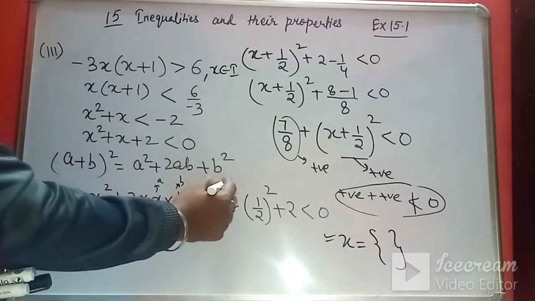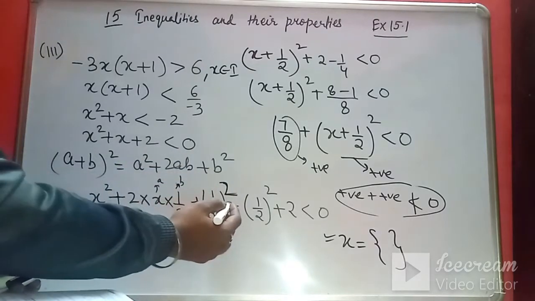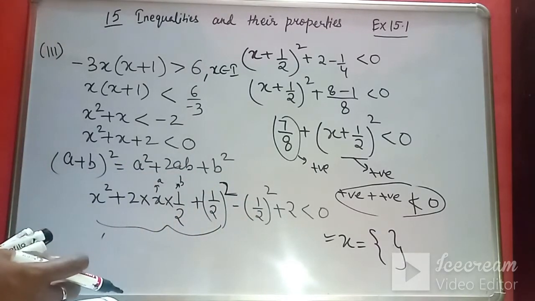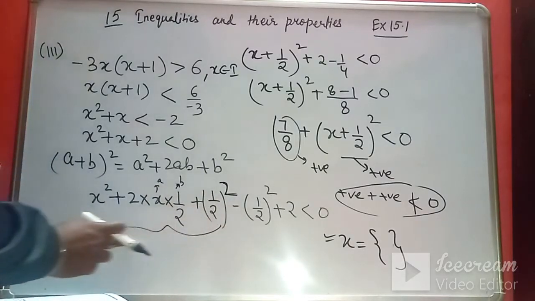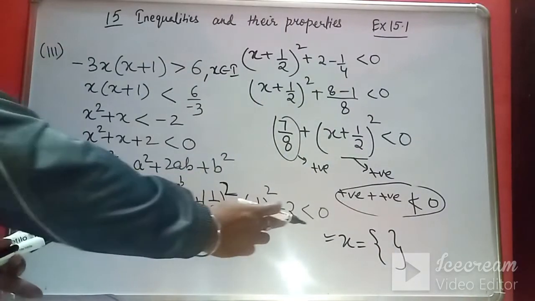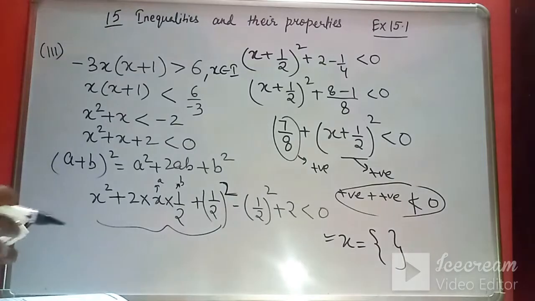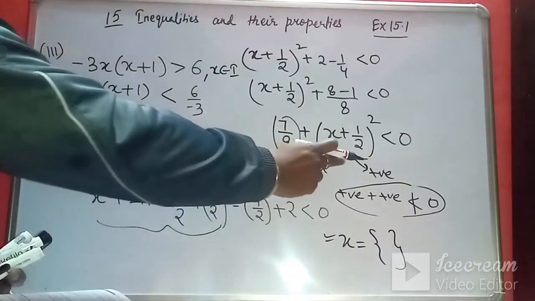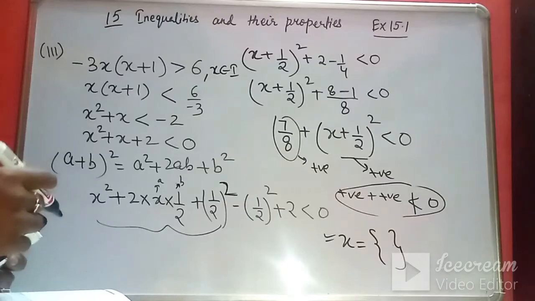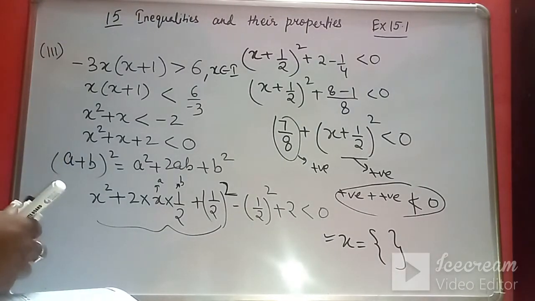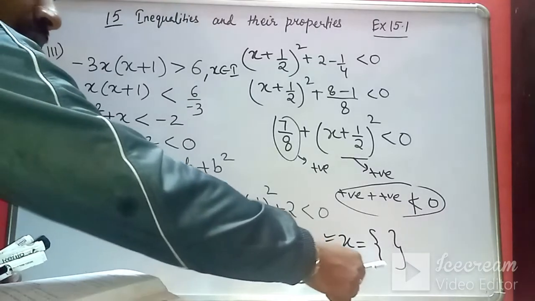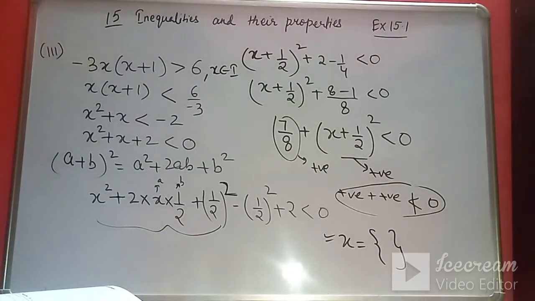Now I have written half square and it is an extra term, so I have subtracted half square also. Now in this expression, this whole I have written as (x plus half) whole square, and this we have solved like 2 minus 1 by 4. After solving, I got this expression, and this is a positive number, this is a positive number, and two positive numbers cannot be added together to give a negative number. That means the solution set is x equals null set. Okay, note it.